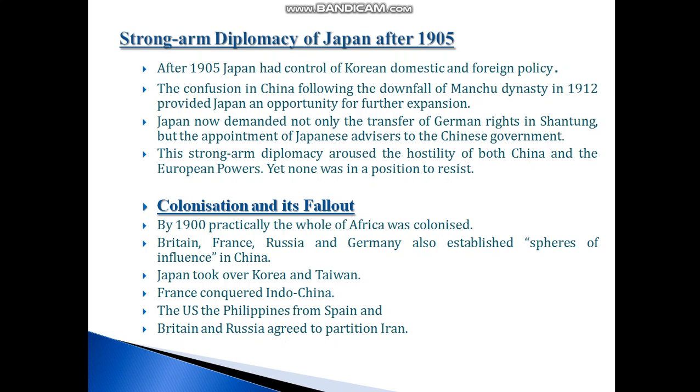Japan took over Korea and Taiwan. France conquered Indo-China. The US took the Philippines from Spain, and Britain and Russia agreed to partition Iran.